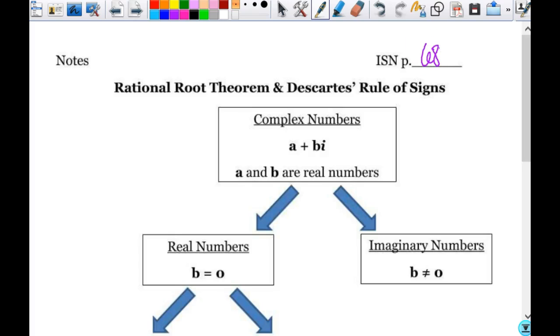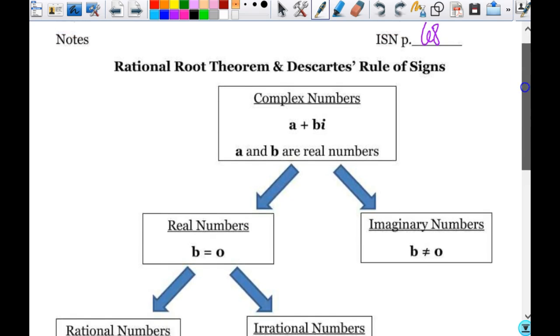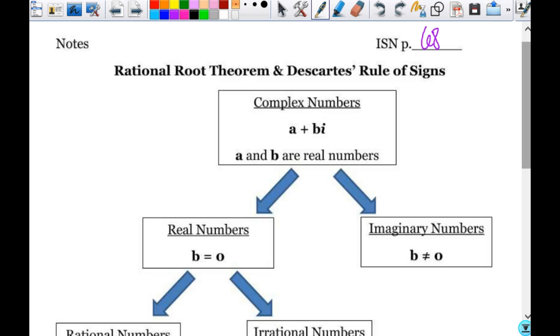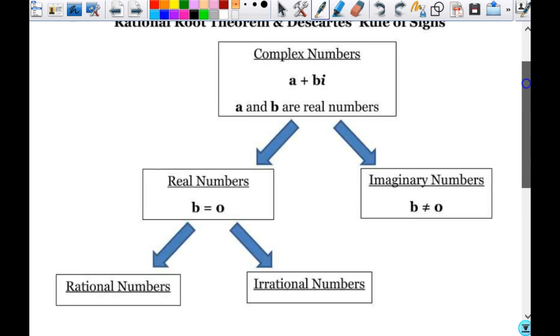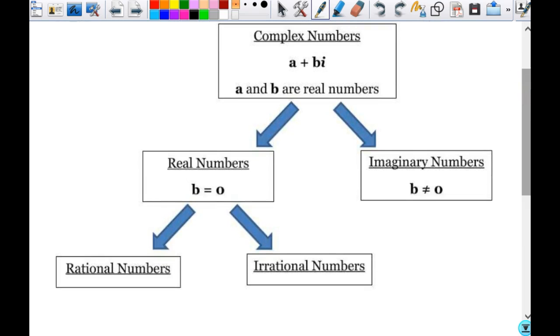So today we're going to look at the rational root theorem and Descartes' rule of signs. It's going to help us factor or get our solutions to polynomials when we aren't given one, because we can use synthetic division if we're given one, but if we're not given one and we can't just factor it, we're going to use this. So here's your little family tree of numbers.